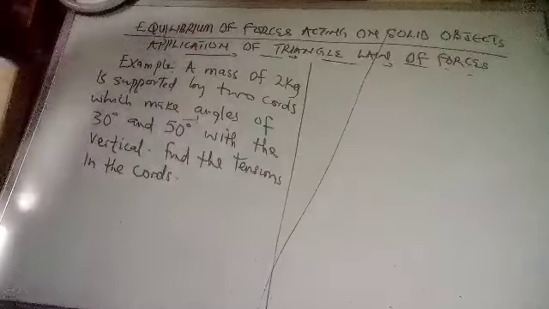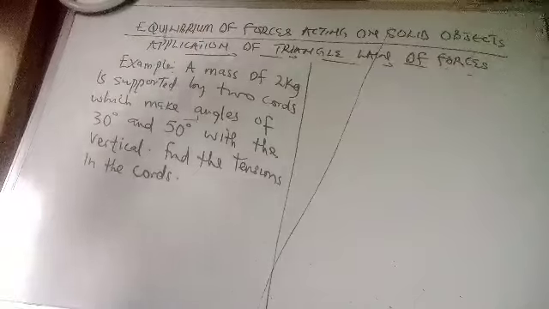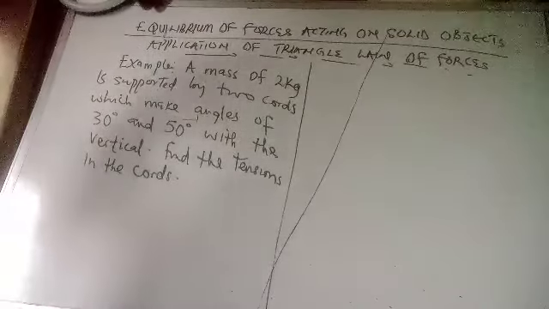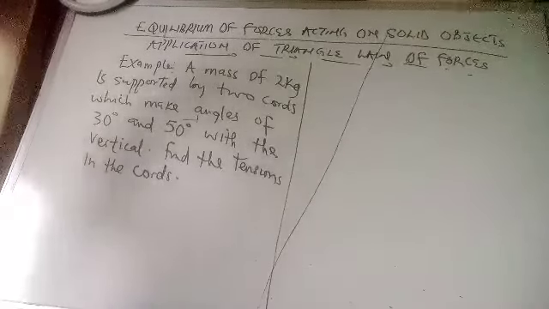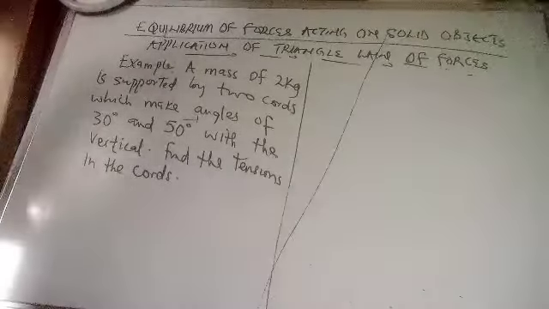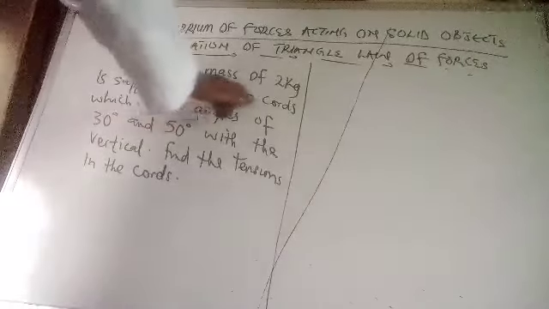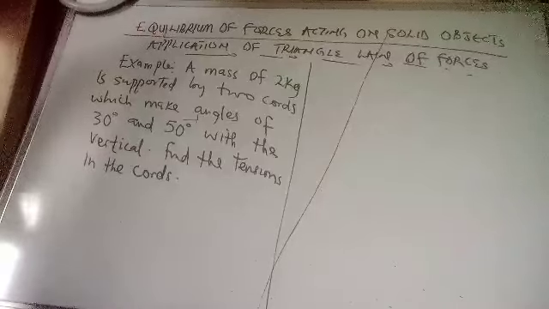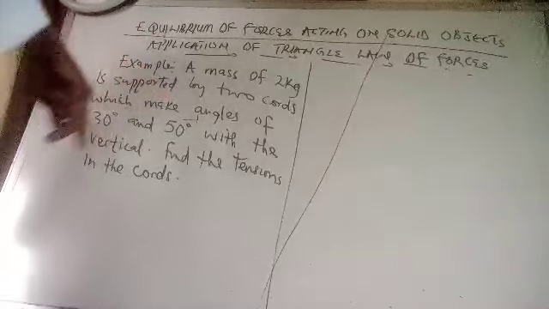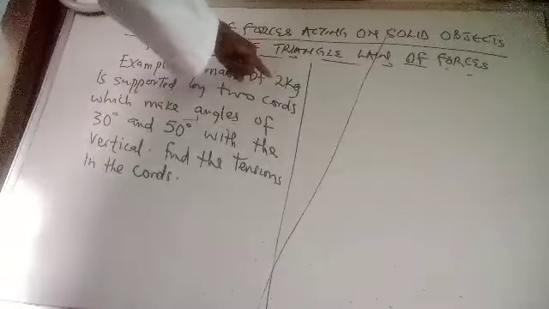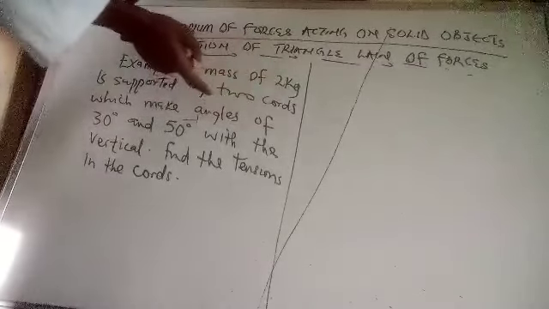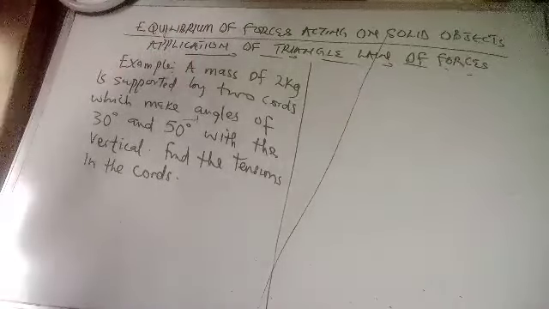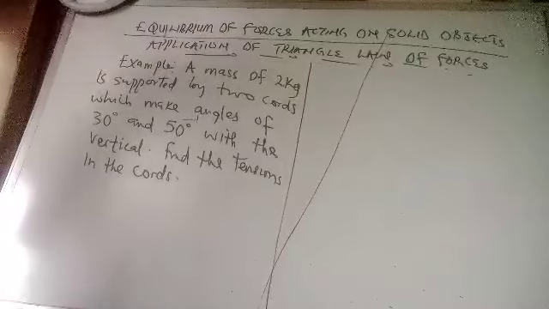First and foremost, how do we know that this will be in line with the triangle law of forces? A triangle has 3 sides. That means there must be 3 forces. Since we are dealing with 2 cords and the tensions in the cords, that already represents 2 forces. Then the mass of the body itself, which will be converted to weight. Weight is a force, so that will be the third force. That is how we know that this will surely lead us to a triangle.